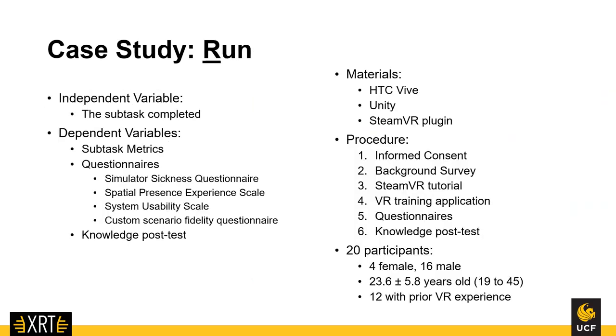After setting up our automated data logging, we ran our rigorous user study, based on the application as it existed after significant feedback and demos with subject matter experts. We treated our independent variable as the subtask completed, which is for our repeated measures ANOVA that we conduct later in the analysis stage, and our dependent variables were the collected subtask metrics, as well as the responses to the questionnaires that were administered after the conclusion of the training scenario. We also considered the knowledge post-test.